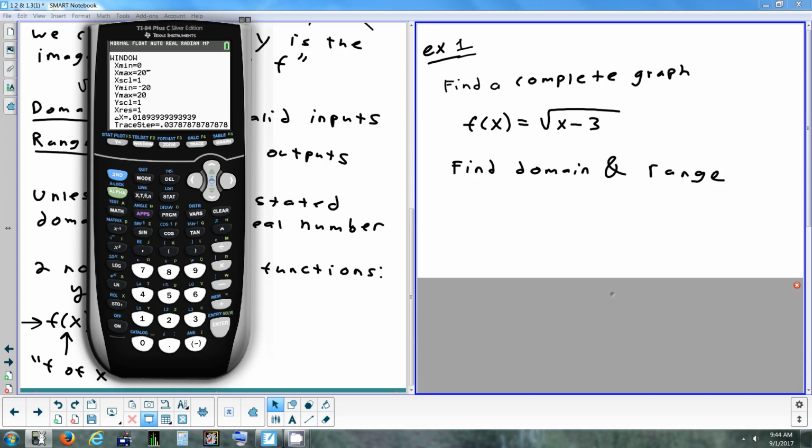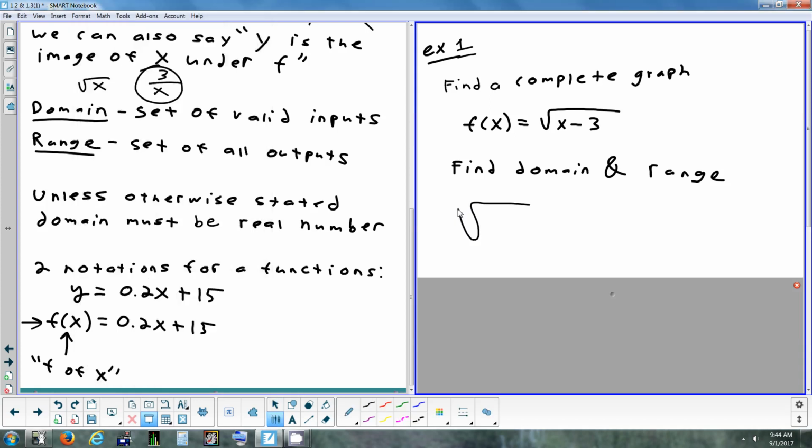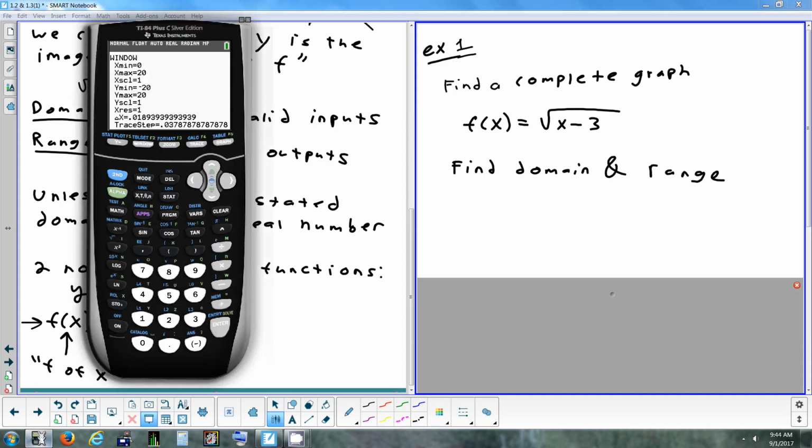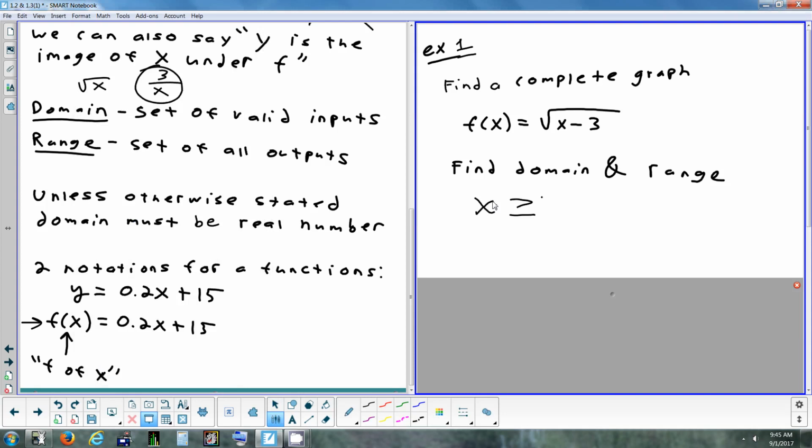Now when you take a square root, this symbol means only the positive answer. If you have this symbol, then they want both. So because they put that symbol there, I know that my answers are always going to be positive. So my domain in this problem is any number from 3 to infinity. We can write that two ways. You could just say x is greater than or equal to 3.